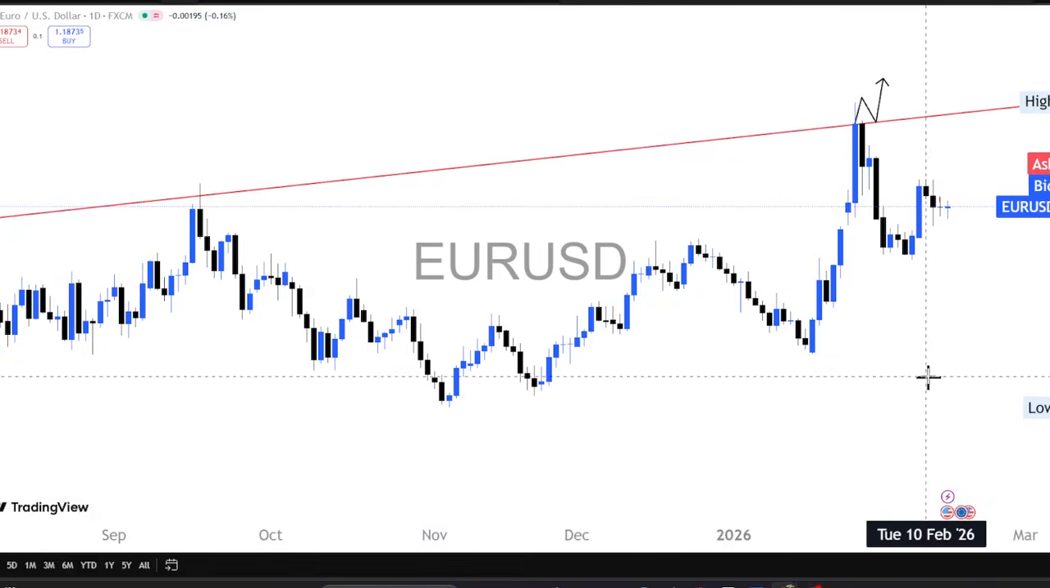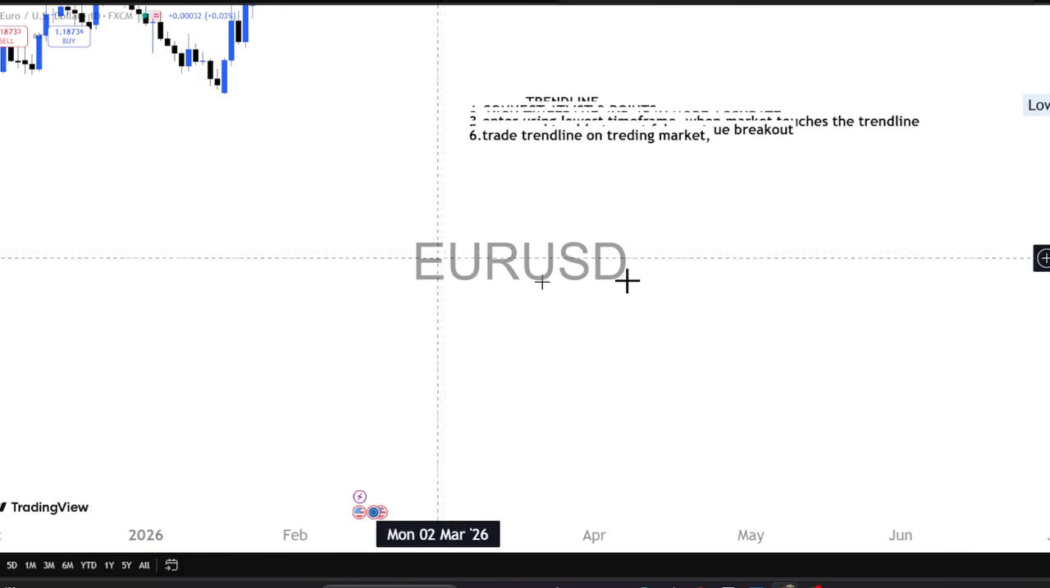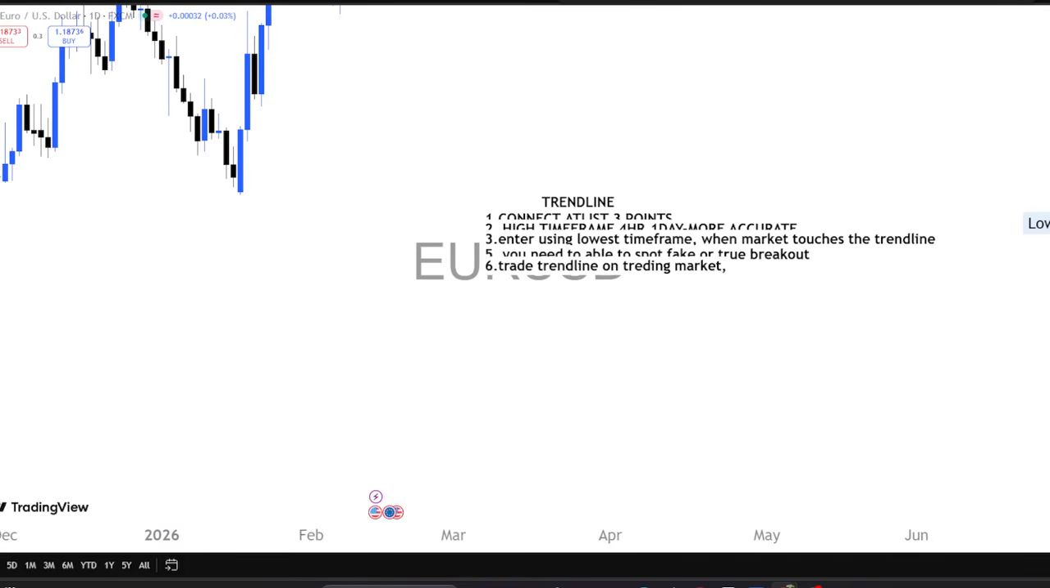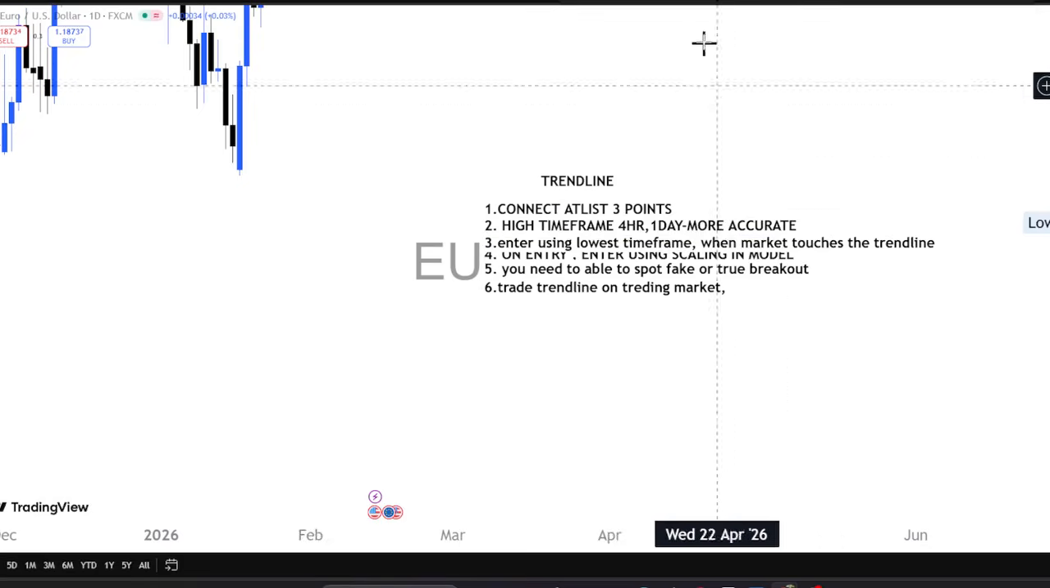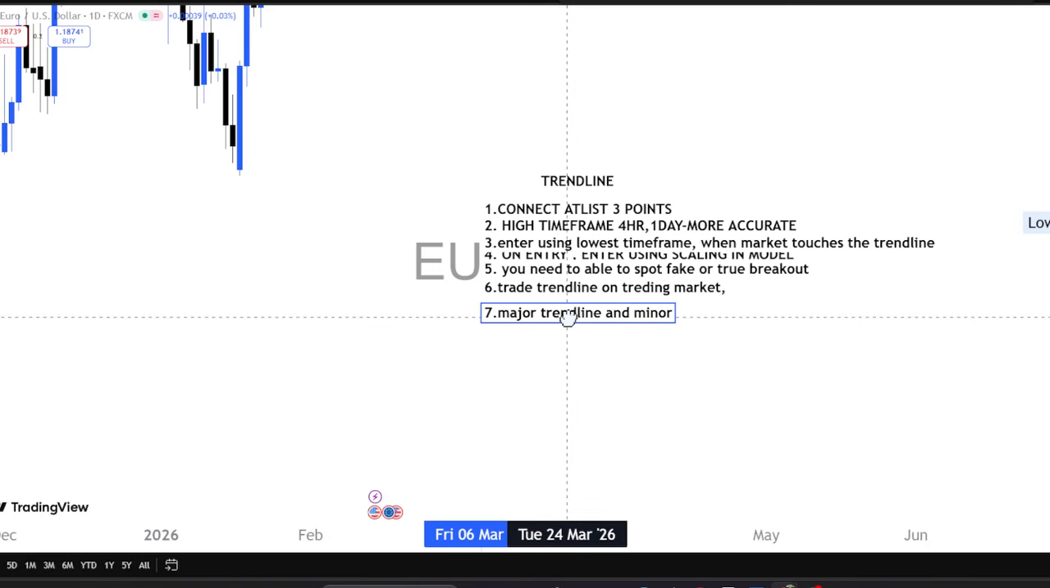One thing I really want you to note here, before we finish the 7th point, which is the last one. Now number 7, there are major trend lines and minor trend lines. You should be able to spot between major trend lines and the minor trend lines.